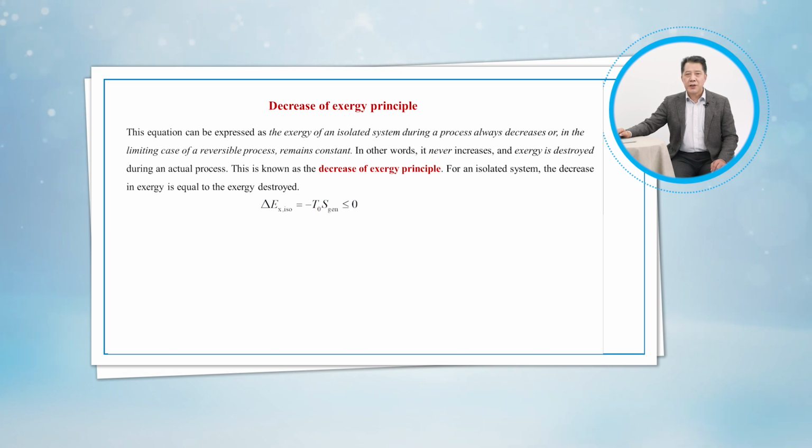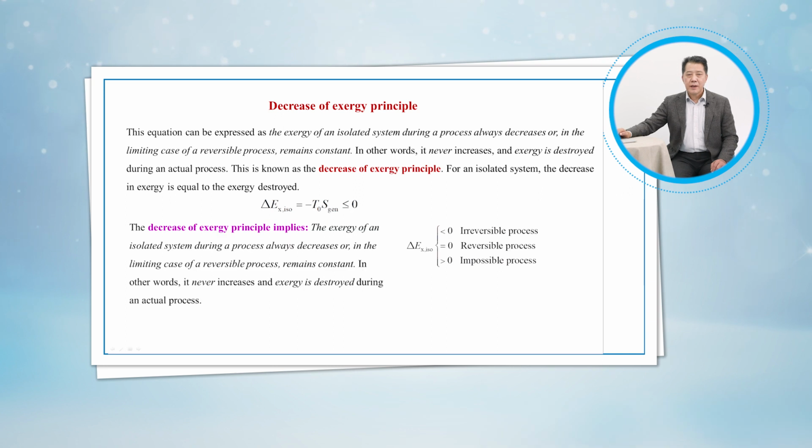The decrease of exergy principle implies the exergy of an isolated system during a process always decreases, or in the limiting case of a reversible process, remains constant. In other words, it never increases, and exergy is destroyed during an actual process. The decrease of exergy principle does not imply that the exergy of a system cannot increase. The exergy change of a system can be positive or negative during a process, but exergy destroyed cannot be negative.